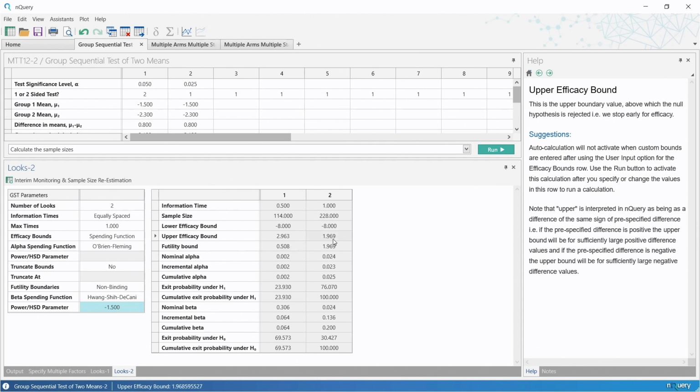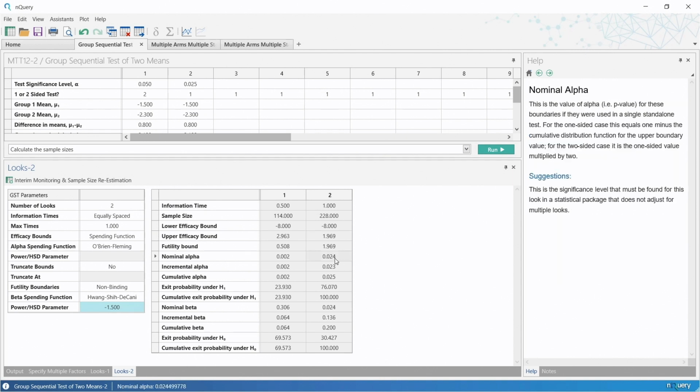At the final look, you can see that the two bounds are the same. In other words, depending on whether we're above or below 1.969, we would either be efficacious or futile, based on the p-value there of being above or below 0.024.